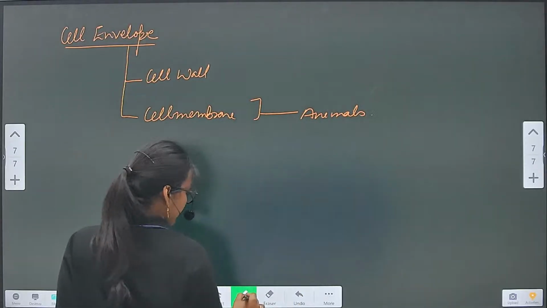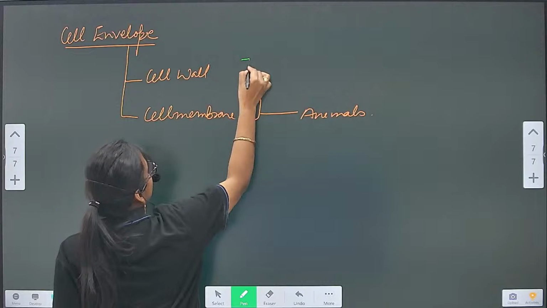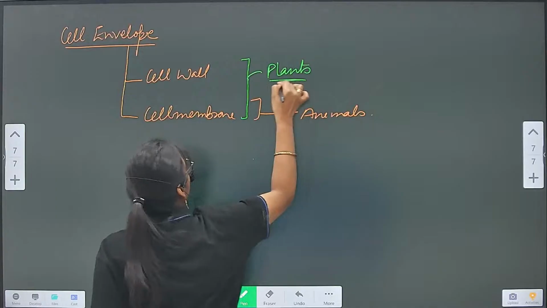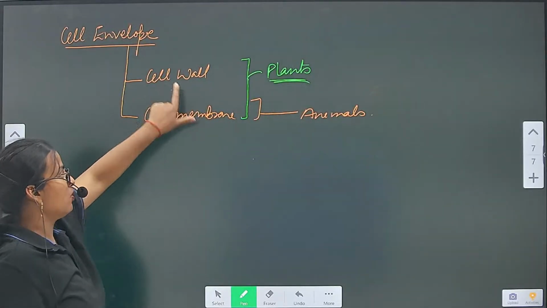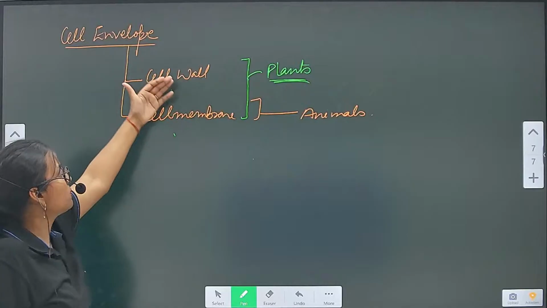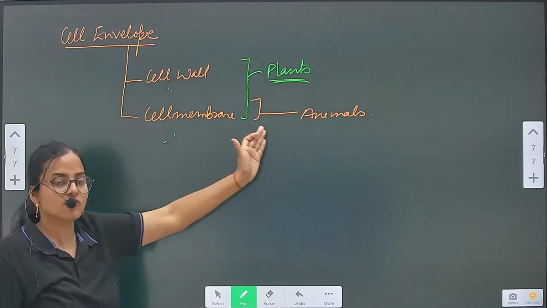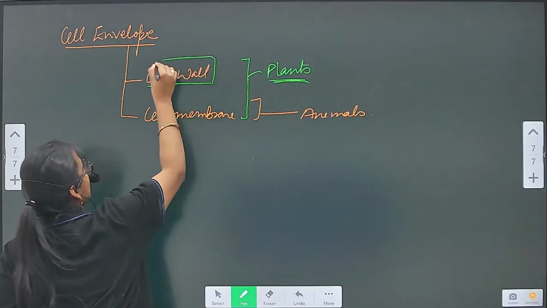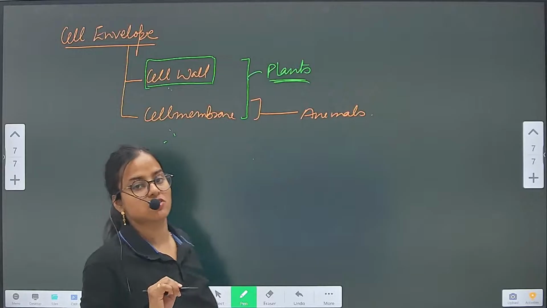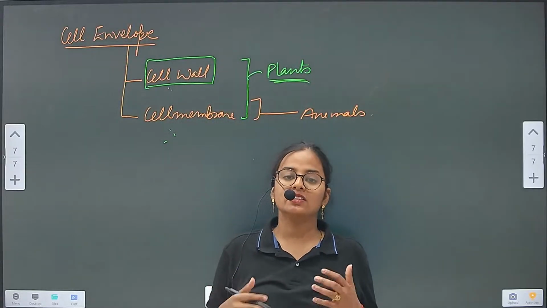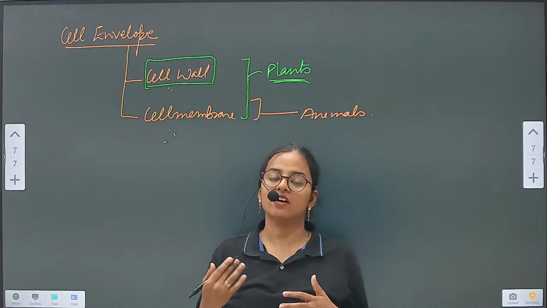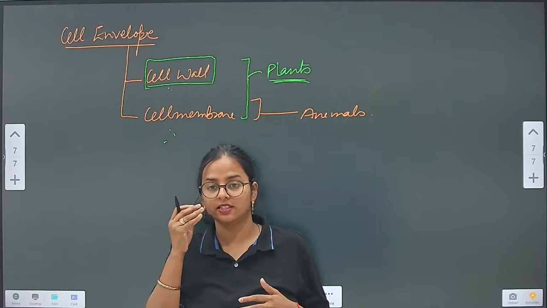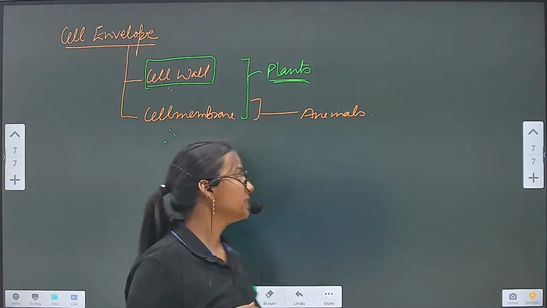The cell membrane alone is found in animals, whereas both together are found in plants. Plants have cell wall and cell membrane both. The outermost covering is the cell wall. The cell membrane is exclusively found in animals. So first I am going to discuss this non-living rigid structure which plays a role in protection, providing a definite shape. We have discussed yesterday also. It prevents the cell from bursting. Is that clear? So let us talk about the cell wall.